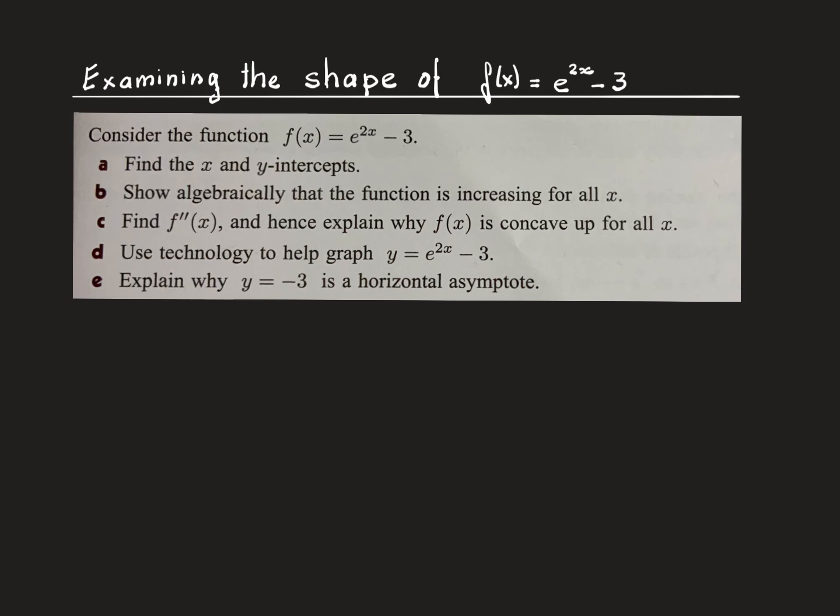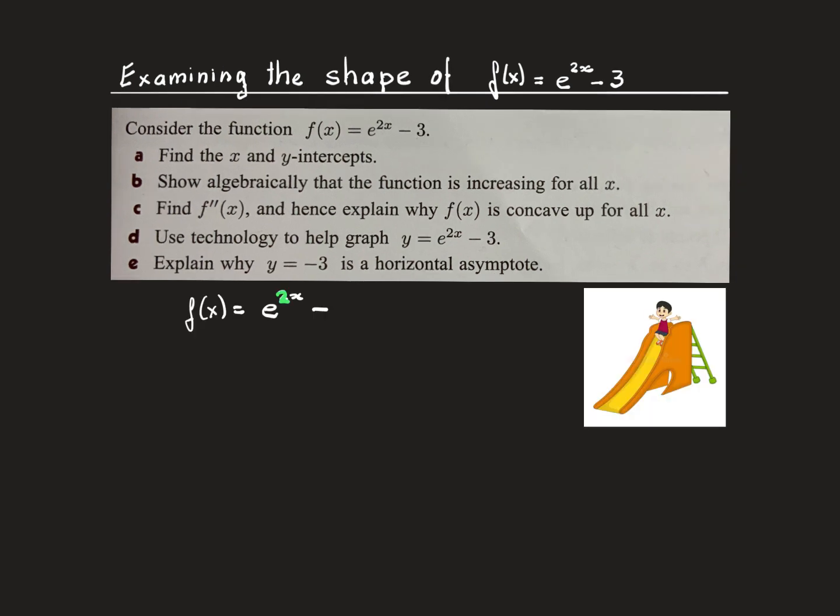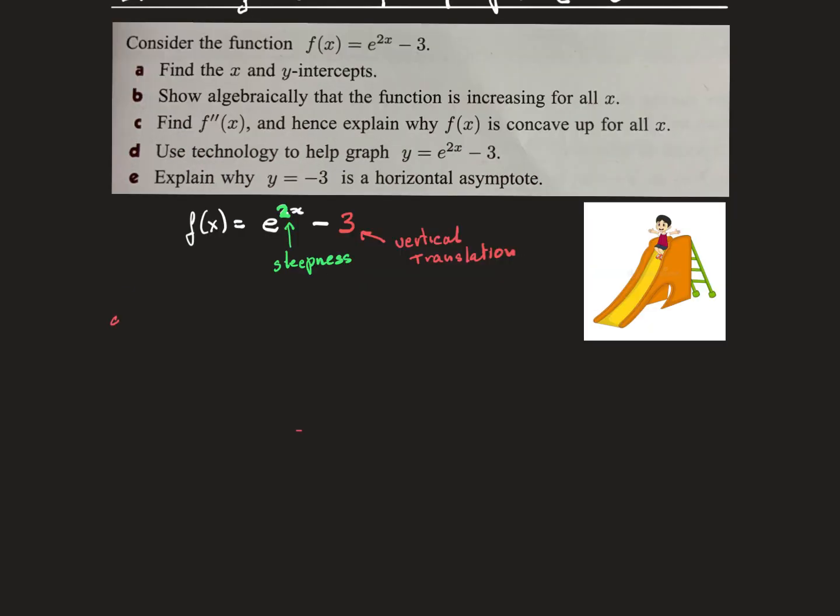Exponential functions are easy to distinguish because they look a little bit like a child's playground slide. In this case, the x coefficient usually controls the steepness of the slide, and the 3 will control the vertical translation.